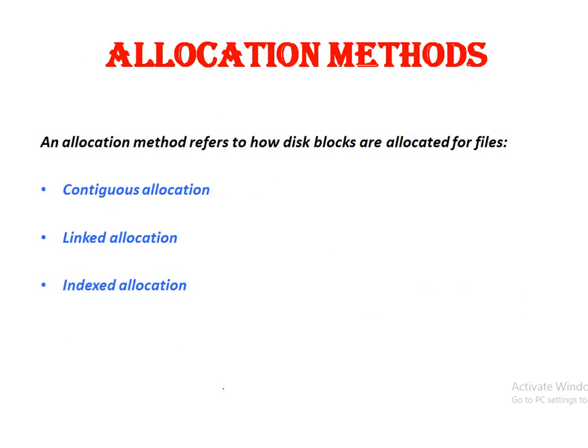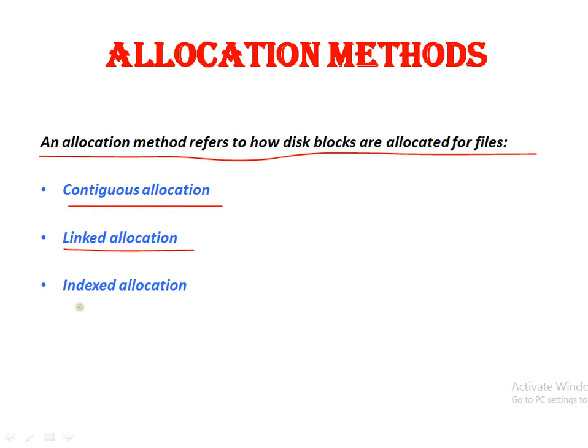Next we shall see different allocation methods. What are the different allocation methods? An allocation method refers to how disk blocks are allocated for files. We have three allocation methods. One is contiguous allocation, next is linked allocation, and last is indexed allocation. In detail we'll see what these are.